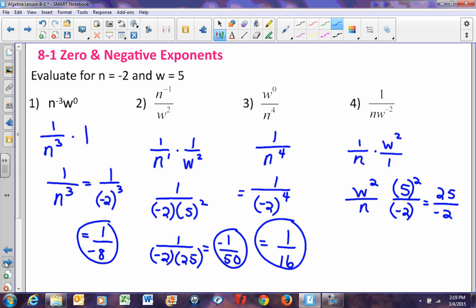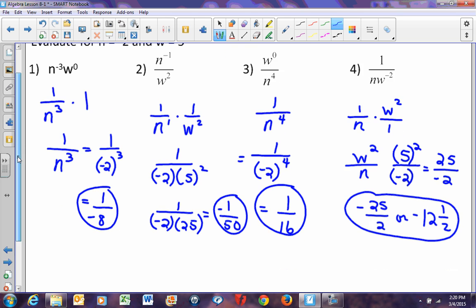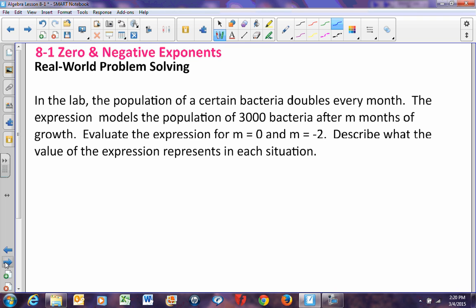And I can leave it as an improper fraction like that, or I can change it to negative 12.5. Doesn't matter. Either one works. So this is either negative 25 halves or negative 12.5. I personally prefer negative 25 halves, because most of the time to check something, I'm going to have to put it back in the improper fraction anyway. So I don't like to have to take it back out and put it back in.